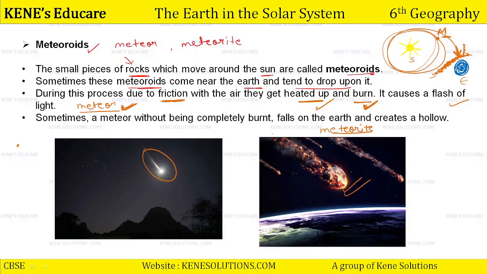But suppose sometimes it happens that the meteor doesn't burn completely, and then falls on the earth, and whenever it falls on the earth, it will obviously create a big hollow, a big dig on the earth, right? And then that rock will be known as meteorite, with a T. Okay, so meteoroid, meteor, and meteorite. I hope you got the difference between the three. We'll revise it once again later.